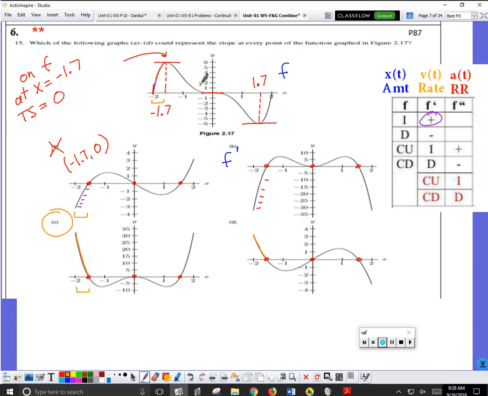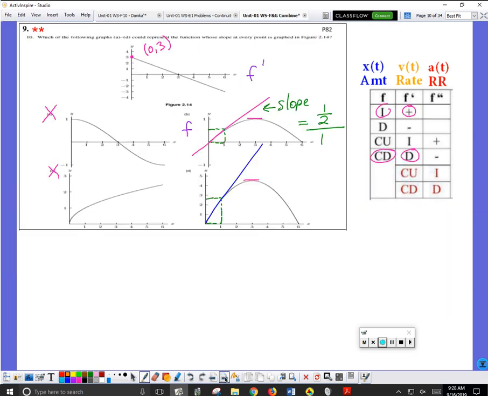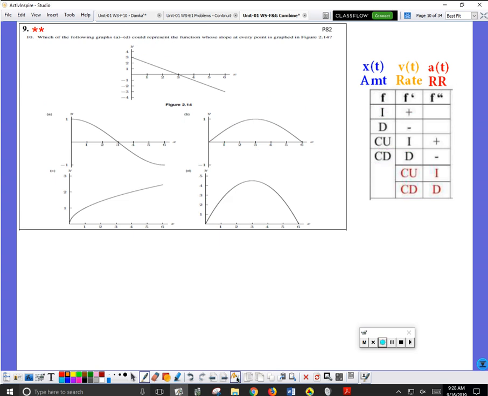Cool. So we're done with that. Go to number 9. Make sure you notice the sign about the test.